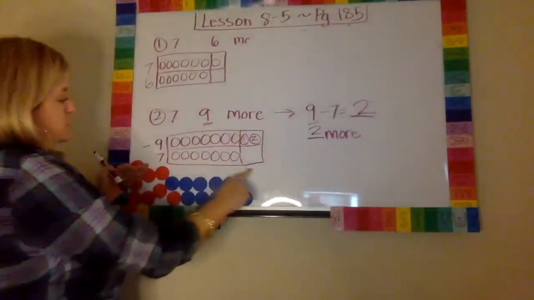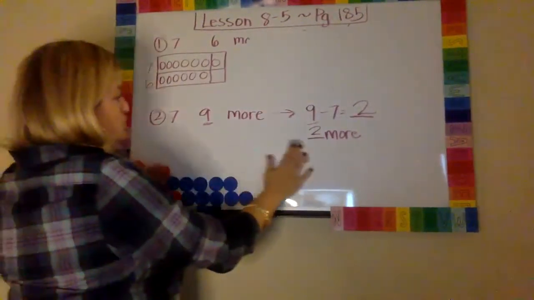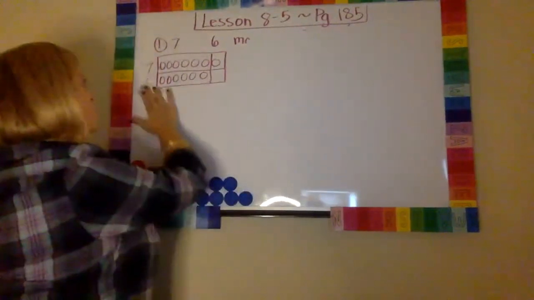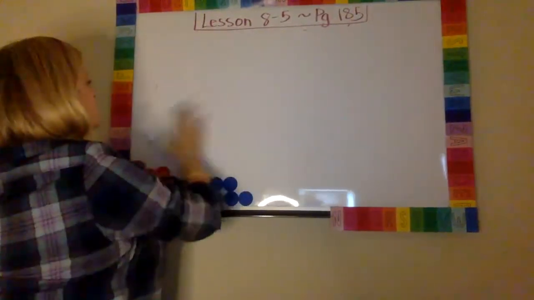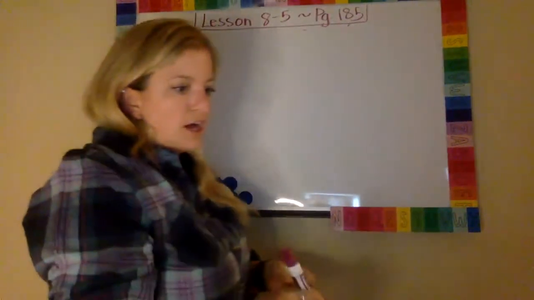Remember, the book gives you this because if you line them up, you can see how many, which one has more, which one has fewer or less than the other. But that is not something you have to do. If that helps you, you can.